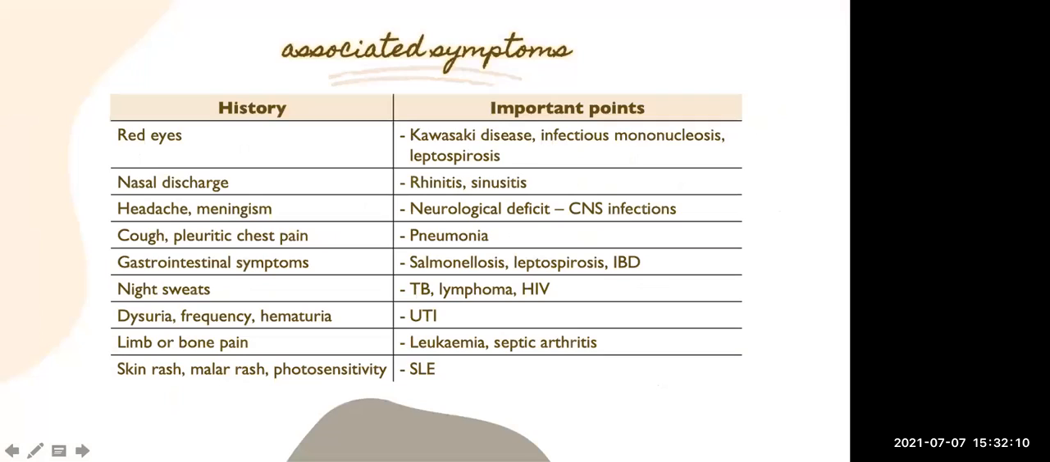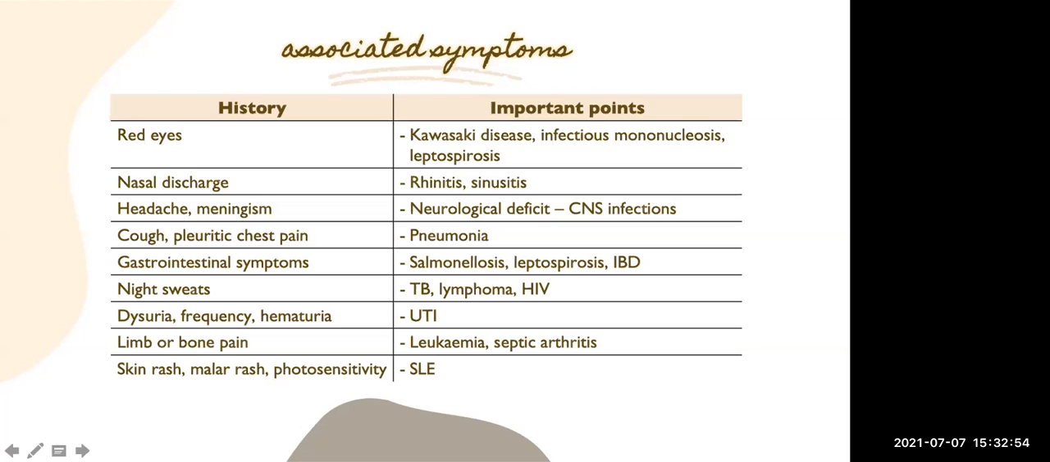Right, next. Okay, so since there are lots of possible etiologies, we have to inquire about the associated symptoms to narrow down our diagnosis. So we ask the patient or the mother if there are any red eyes, which can be caused by Kawasaki disease, infectious mononucleosis, or leptospirosis. And then inquire if there's any nasal discharge or stuffy nose because of rhinosinusitis. And then for the head, if there's a neurological problem, because a patient with meningitis can present with fever, and we also have to rule out any neurological deficit.